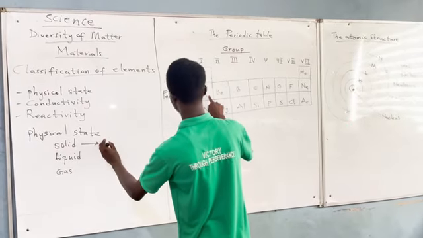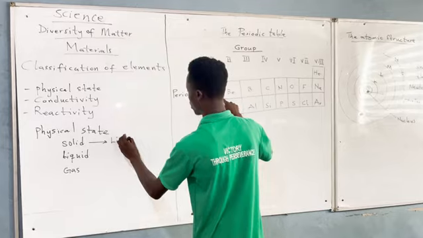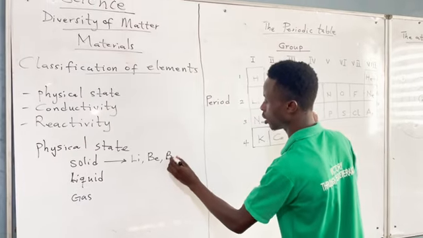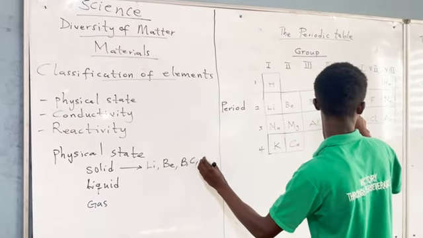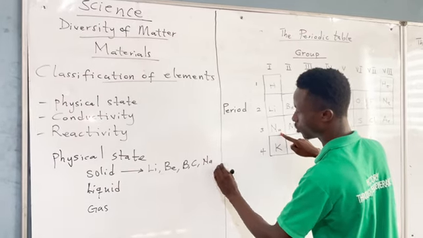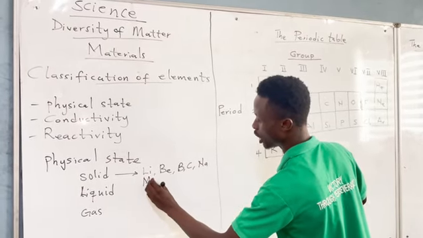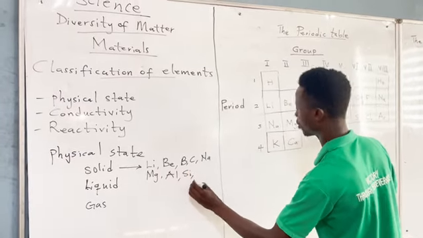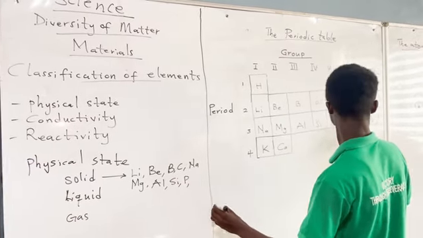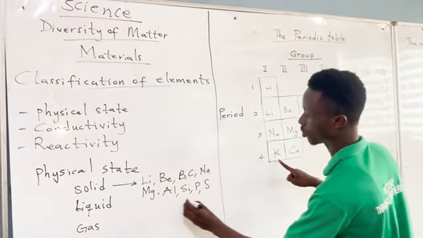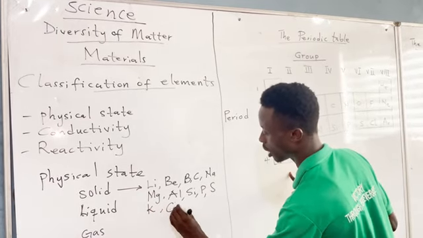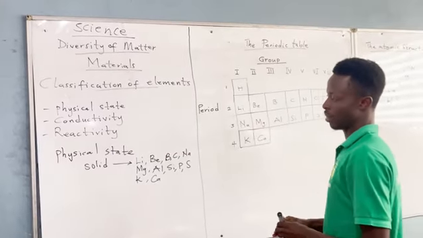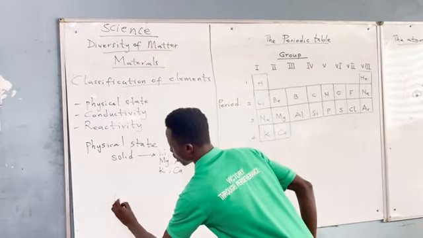So we can write them here: lithium, beryllium, boron, carbon, sodium, magnesium, aluminium, silicon, phosphorus, sulfur, potassium, and calcium. So these are the solid elements.